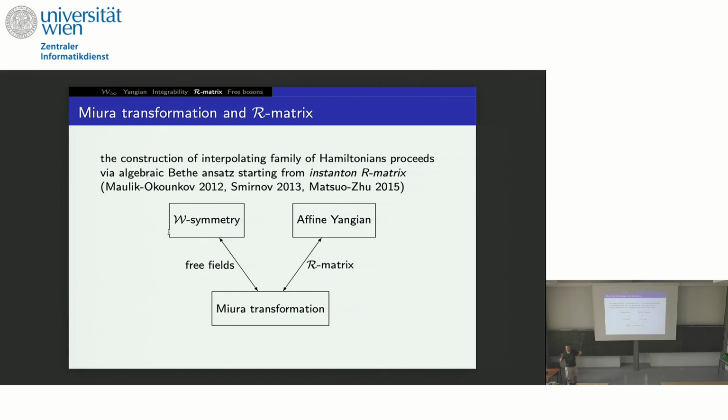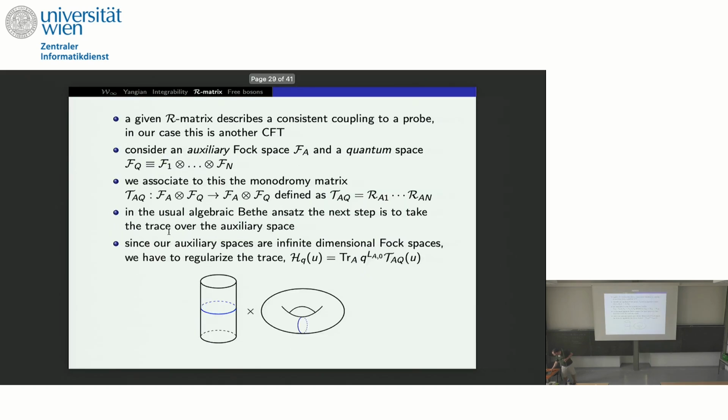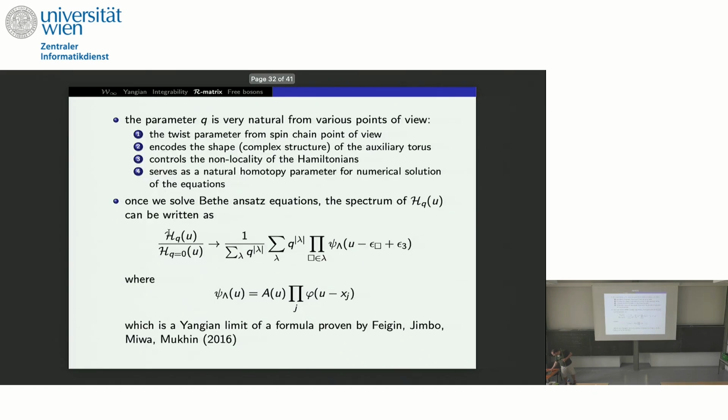There is a way to connect these two families of integrable quantities by studying what people call the instanton R matrix. So there is an interpolating family of Hamiltonians, which for one value of the parameter gives you the local quantities, and for the other parameter gives you the Yangian quantities. Okay, so this I have to skip, but there is a very nice connection to spin chains and all these things.